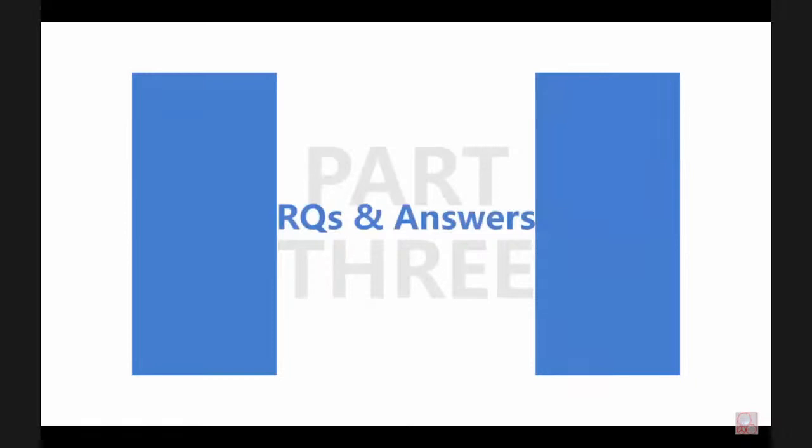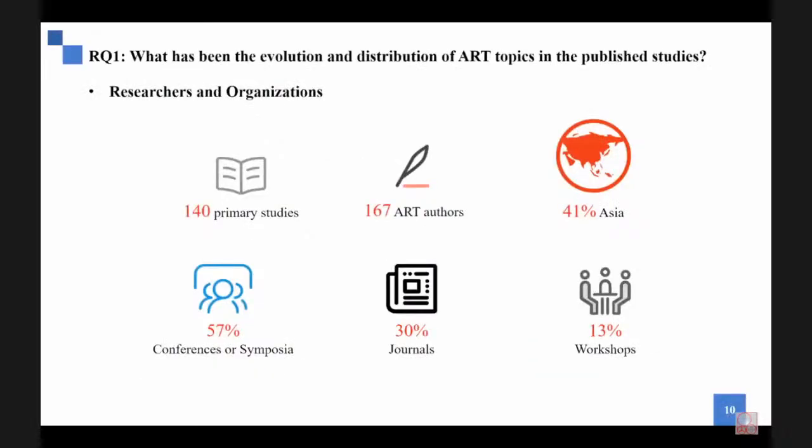Now, let's move on to the most important part, the research questions and answers. In this part, I will point out the general contents of our research. If you want more information, please read our paper. The first question is what has been the evolution and distribution of ART topics in the published studies.